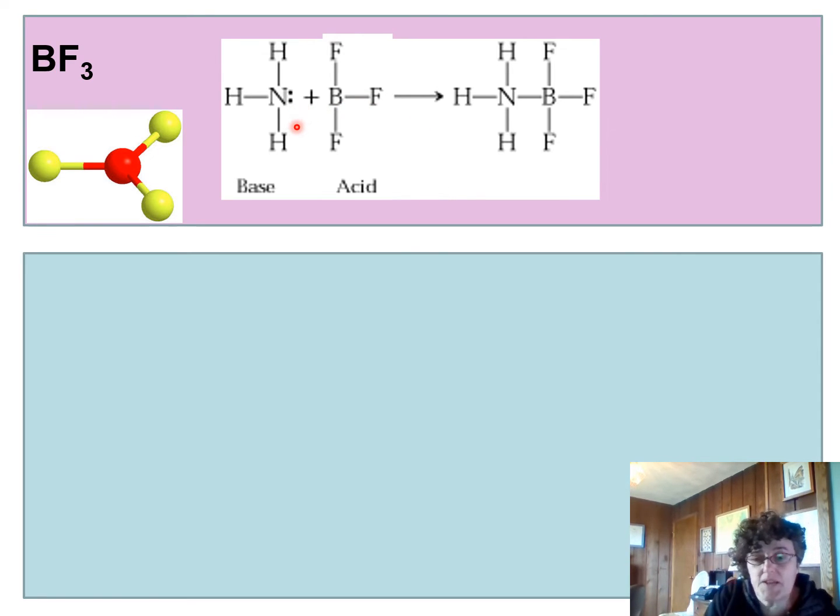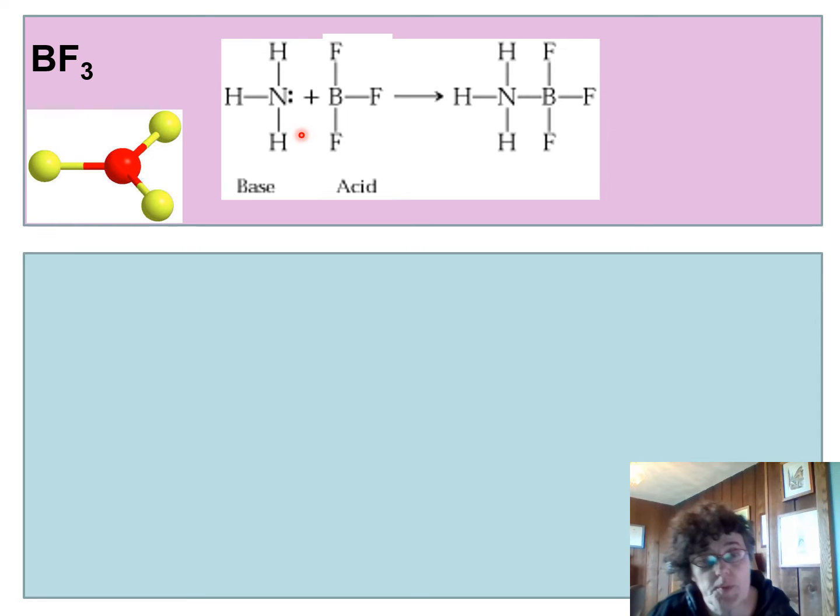So this is a special type of covalent bond where both electrons are coming from the same atom. It's called a dative or coordination bond. Dative comes from the word datum, that means given. That's why when I give you a problem and I give you the data, we call them data, right?